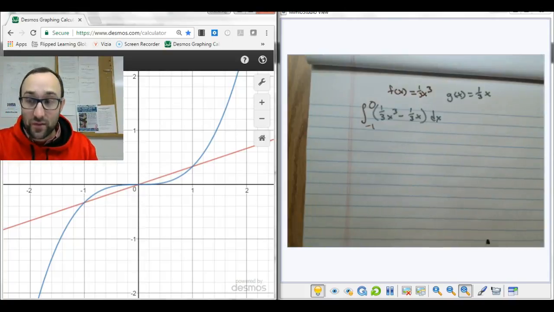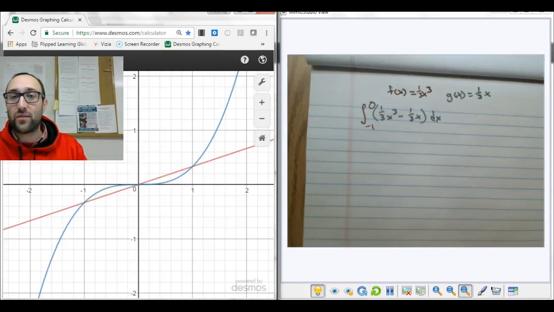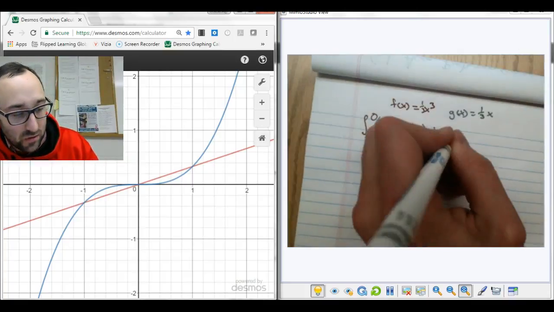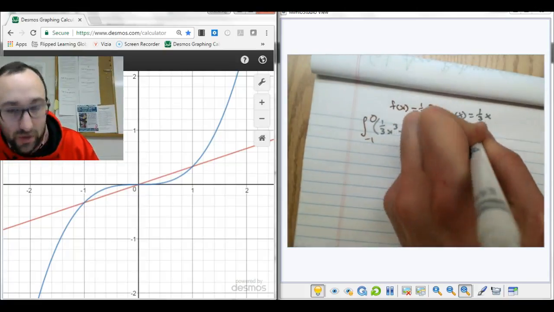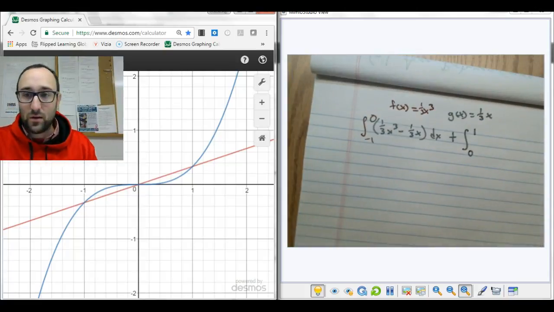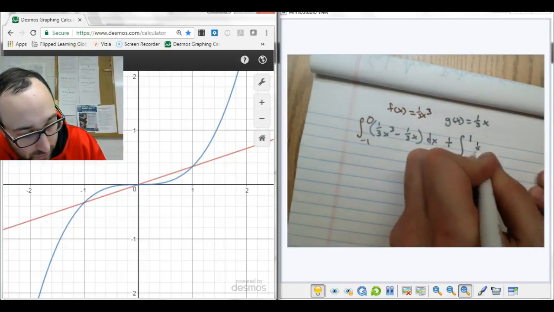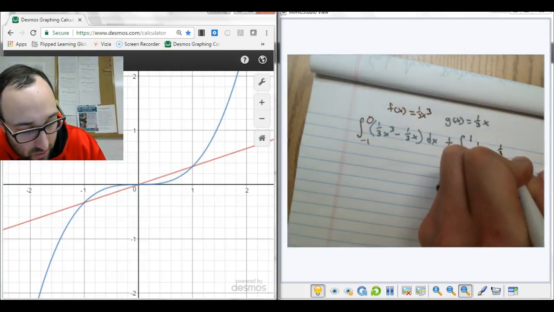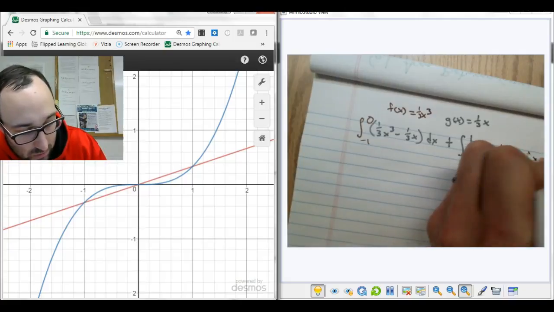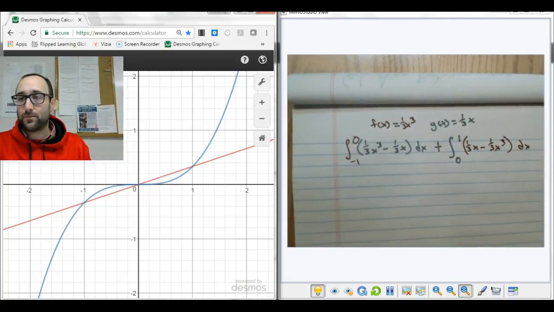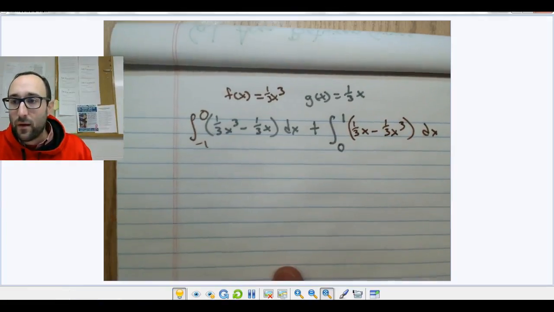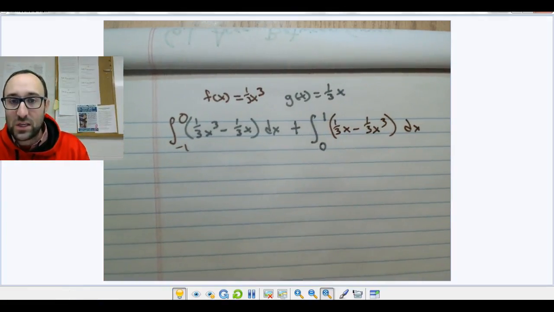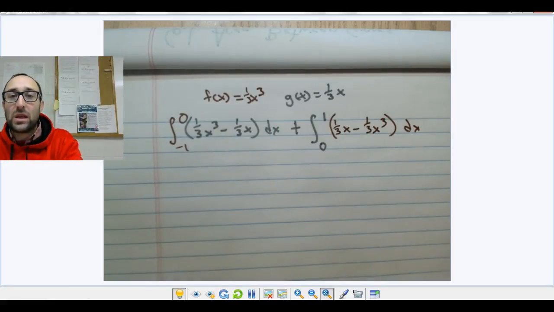All right, so that's the area of that one. If I want to find the area of the stuff to the right of x equals 0, I'm going to say that's going to be plus the integral from 0 to 1 of 1/3 x minus 1/3 x cubed dx. All right, and then we would just evaluate just like you did before. All right, so that is how you find the area between curves.